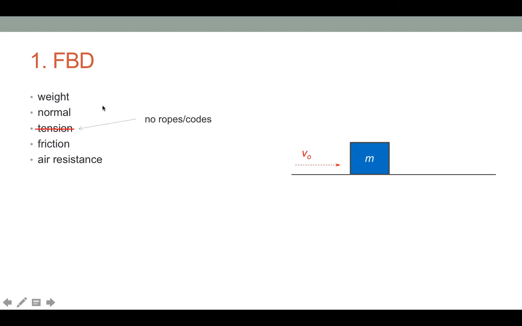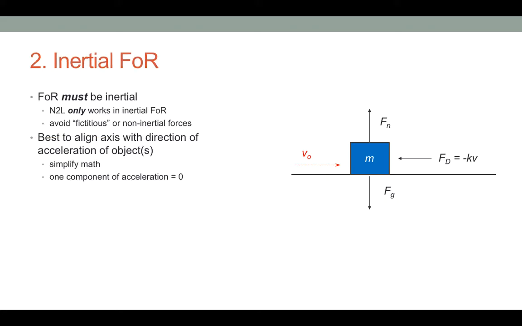There are no tension forces to worry about, and there'll be no friction because the surface is frictionless. Instead, we will have air resistance to worry about. We do still have gravity pulling down, and we still have the normal force pushing up, and as I mentioned, the drag force pushing in the opposite direction. And those are the only three forces acting on the block.